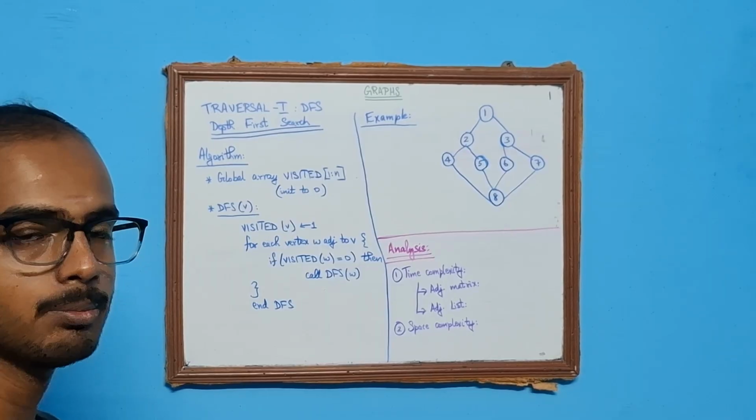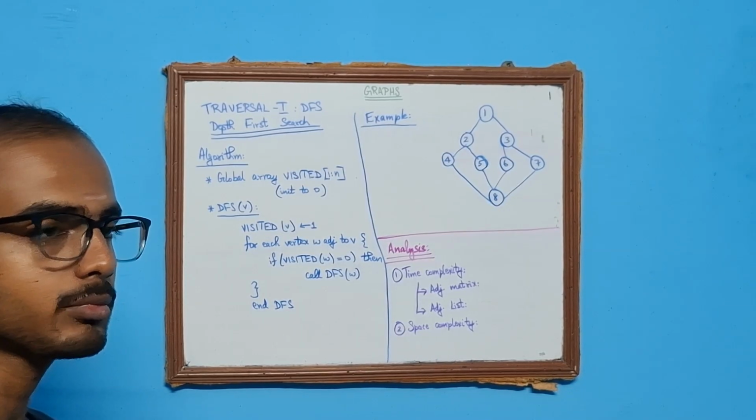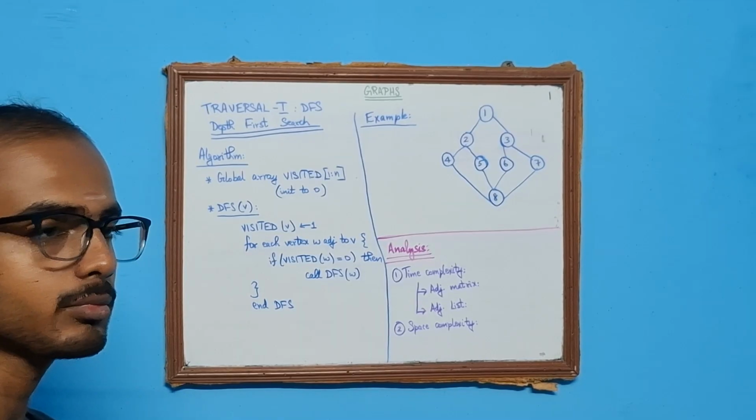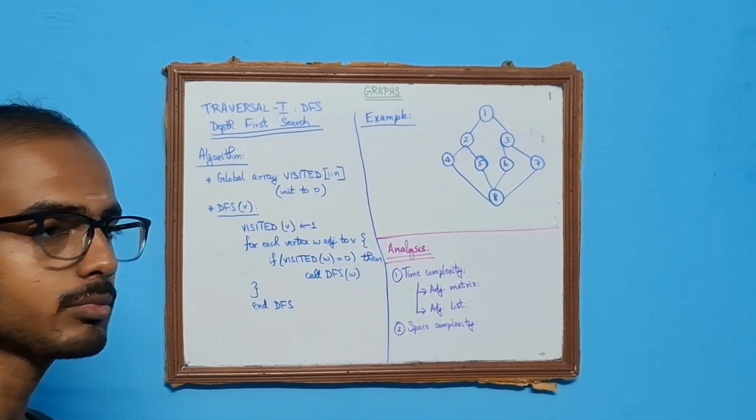Order of E. But you need to think about where the maximum possible value of E can be. Max of E we have defined already as n into n minus 1 by 2, which in turn again turns out to be order of n squared. So in any case, this is going to be order of n squared, and the space is going to have the order of n, where n is the number of vertices.